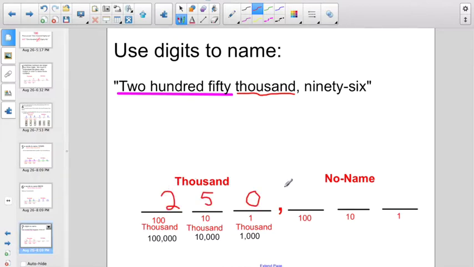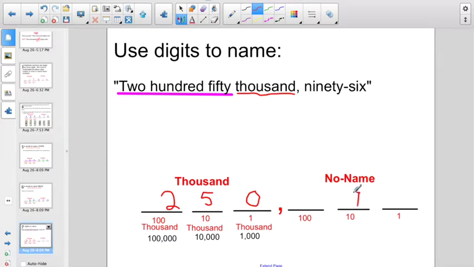I don't think there's a 5th grader out there who doesn't know 250 is written as 250, right? Then you put in the comma. If there's a comma after the word, there's a comma after the number. If there's a comma after the number, you put in a comma after the word. Then I need 96. Now, I already started writing numbers here in my 1,000 group, so I must have a digit in all 3 of my no-name places.